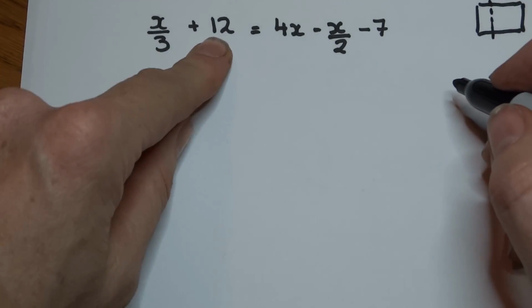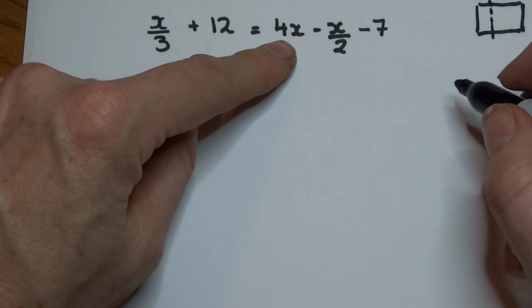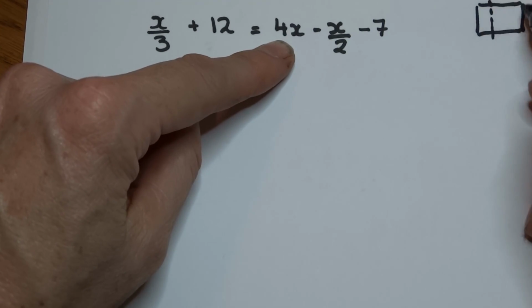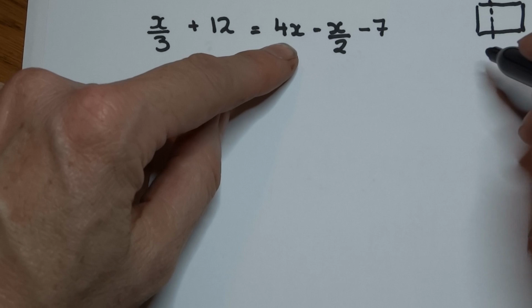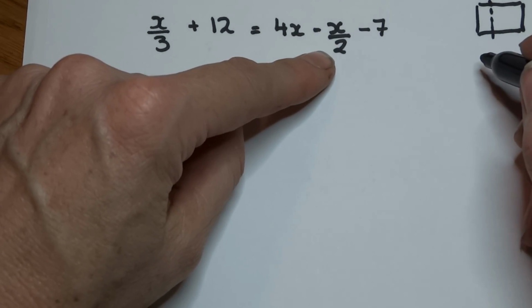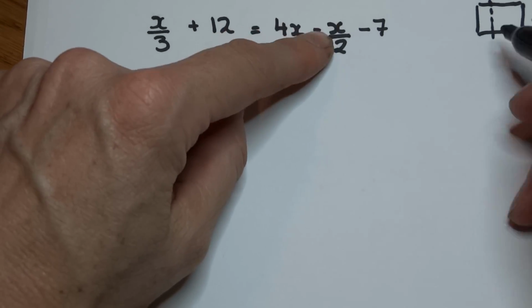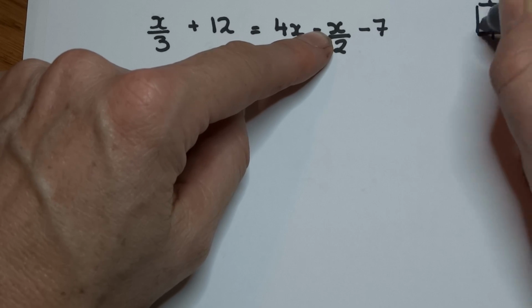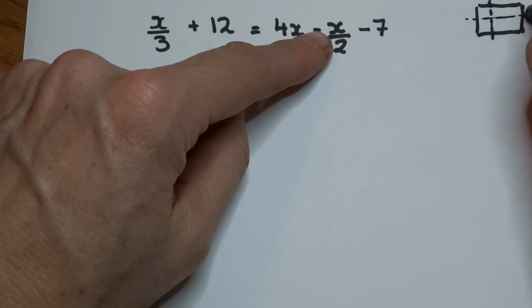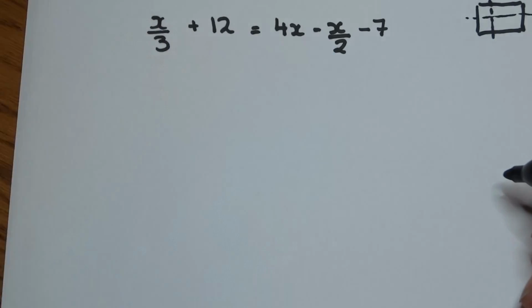and plus 12. A third of x plus 12 equals 4 lots of x, so it would be like 4 of these little boxes, minus a half of x. So if the whole of x is this, a half of x would be there. That would be taking half of x away, minus 7.